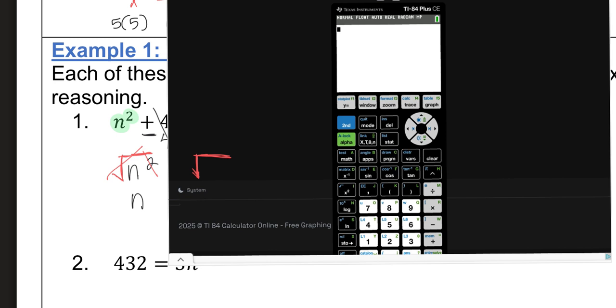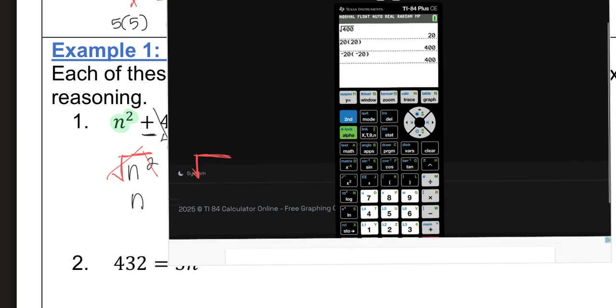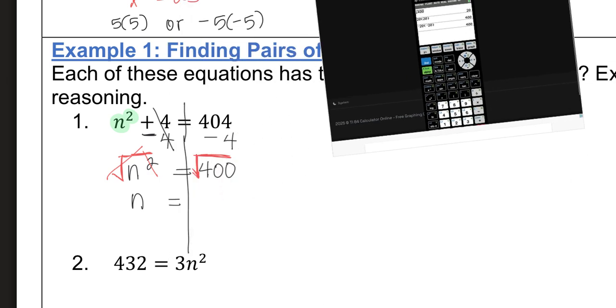Now your calculator is only going to give you the positive answer, okay? So we know 20 times 20 equals 400, but we are going to be responsible for coming up with the negative as well. So we also need negative 20 times negative 20, because that also gives us 400 as an answer. So that means my two answers here would be 20 and negative 20.